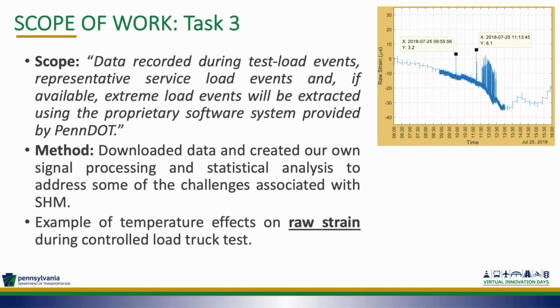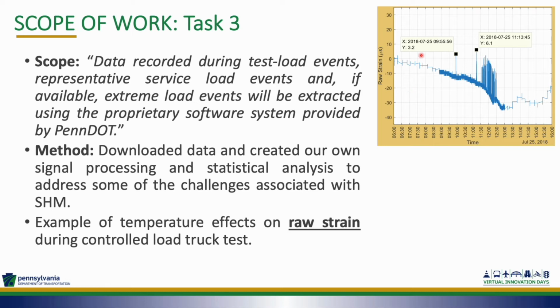One of the examples of these challenges is presented here with this graph. What you see here is a graph obtained during a truck test, and in the vertical axis we have the strain, what we call the raw strain, in red, as measured by the strain gauge, and along the abscissa, the horizontal axis, we have the time frame between 6 a.m. to 4 p.m. on July 25th, 2018, when a controlled load truck test was performed.